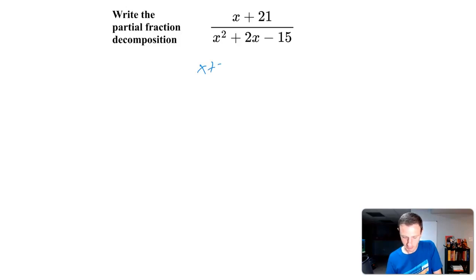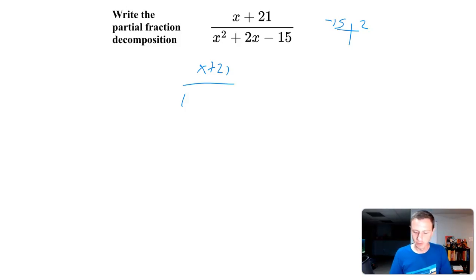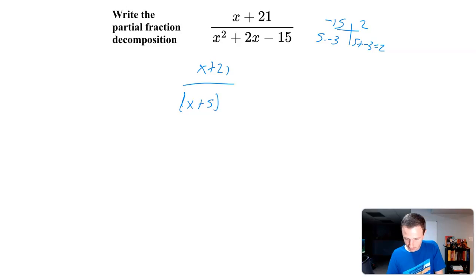I'm going to get x + 21 over, and when we're factoring that trinomial, I want two numbers that multiply to a negative 15 and add up to a positive 2. So that's going to be positive 5 times negative 3, because 5 times negative 3 is negative 15, and 5 plus negative 3 is positive 2. So that's going to factor to (x + 5) times (x - 3).